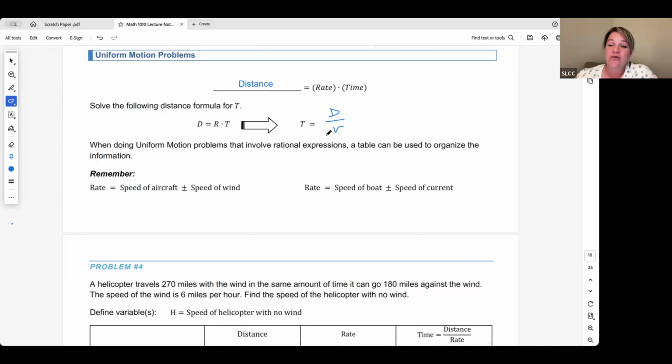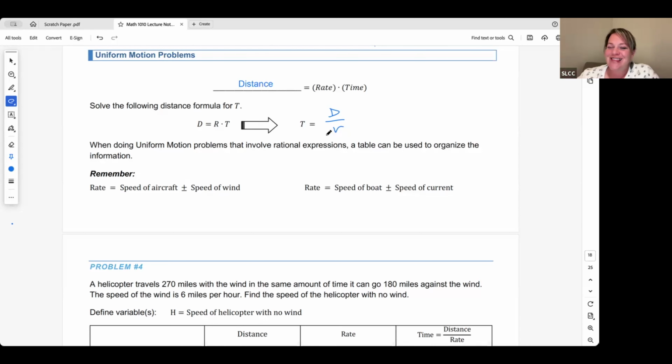Anytime you're reading a uniform motion problem and it says in the same amount of time, then you know that you can set the times equal to each other. Wouldn't it be great if you had that equation for time? Well, you do. You just take the distance over the rate and set it equal to each other in both scenarios. All right, let's try one.